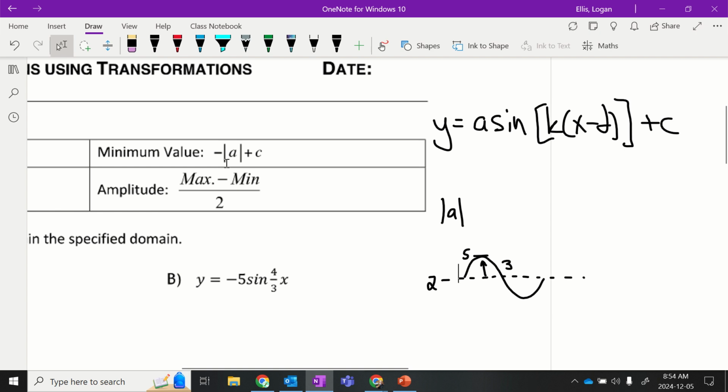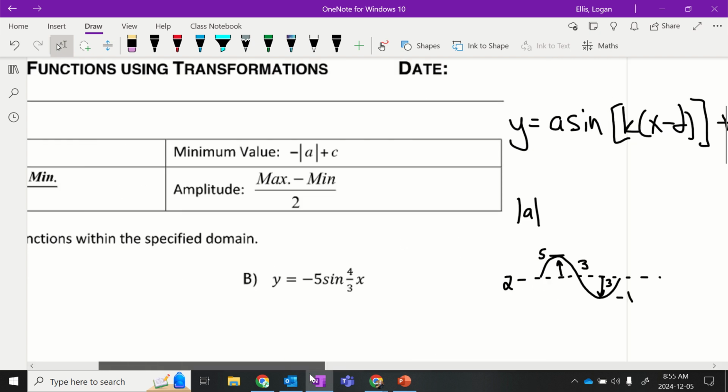And this over here says you could also write this as C minus A. I feel like that's easier to understand. If you started at 2 and went down 3, your minimum would be at -1. It's basically just saying take your center line and add the amplitude or subtract the amplitude to get the max or min. That kind of makes sense? Yeah? All right, good. Amplitude, if you didn't know it already, you'd go 5 minus -1, that'd be 6, divided by 2 gives you 3. So that makes sense in that example as well.